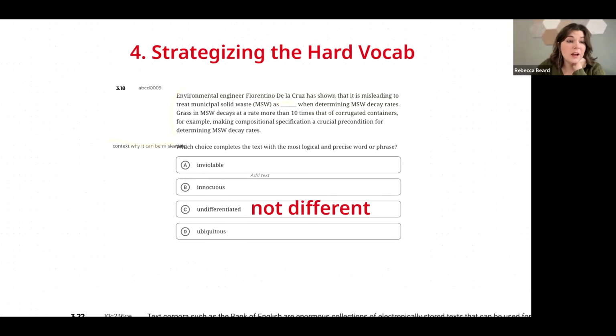If you are stressing to know what the other words mean and why it's not the other words: A, innocuous, is going to be something like not harmful, and I've seen that word a few times in exams, so that one's probably a good one to know. And ubiquitous just means everywhere, like the sky or something like that. That's why it wouldn't be that, because what is happening is that they're treating the waste as the same. And that's why that's a problem.